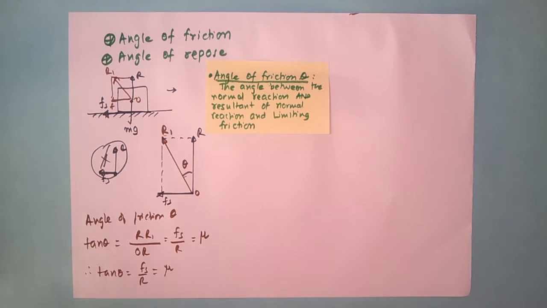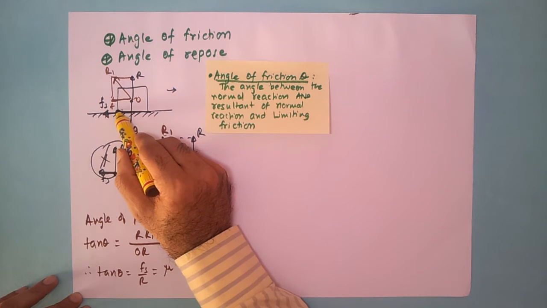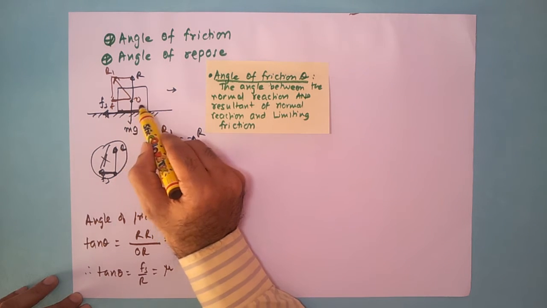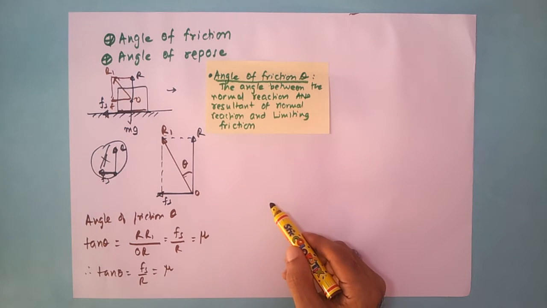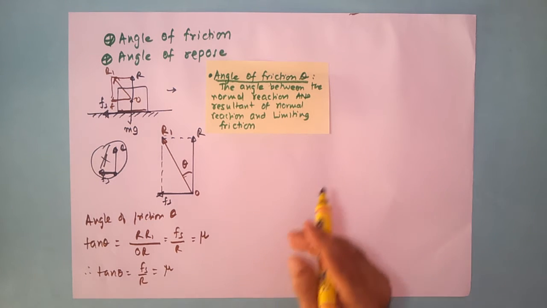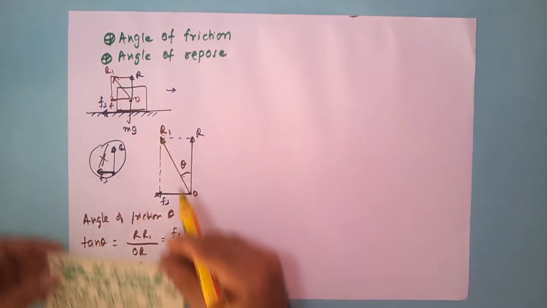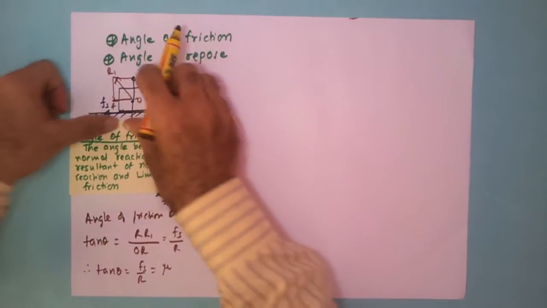What this means is the tan of the angle of friction is equal to the coefficient of friction. This coefficient of friction quite obviously is the coefficient of friction of these two surfaces, the surface of this object and the material of this surface. So if I know the angle of friction, I know the coefficient of friction, or the other way around. If I know the coefficient of friction, I know the angle of friction. So this is what angle of friction is.